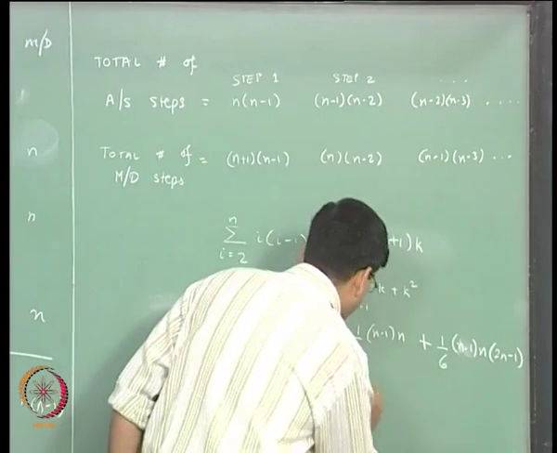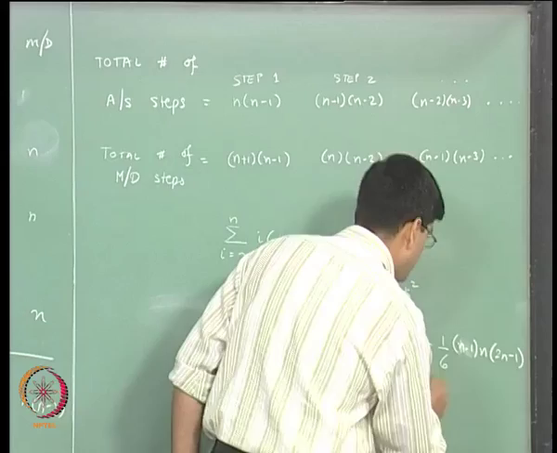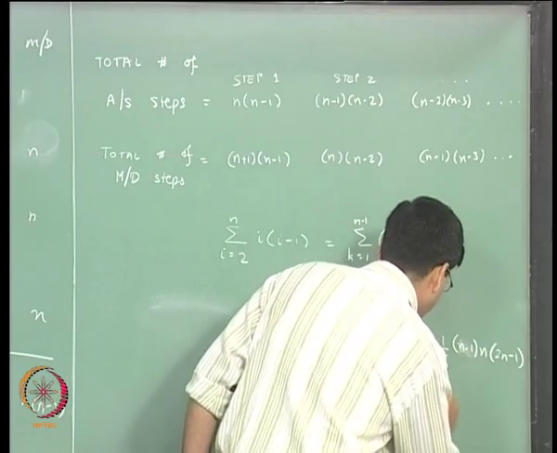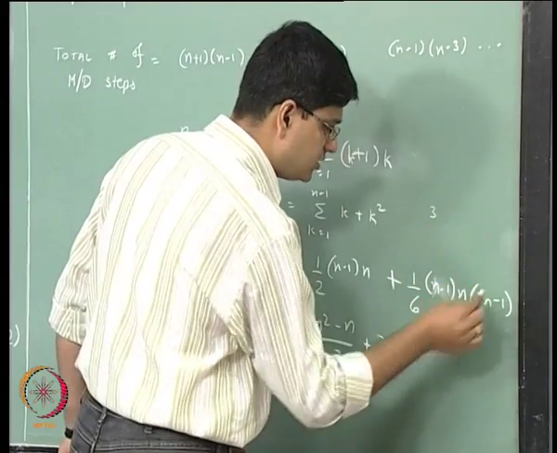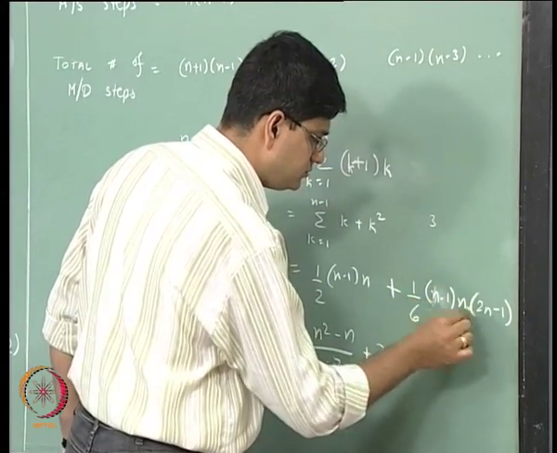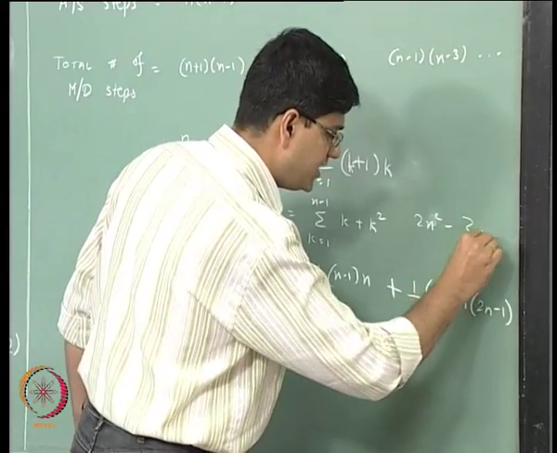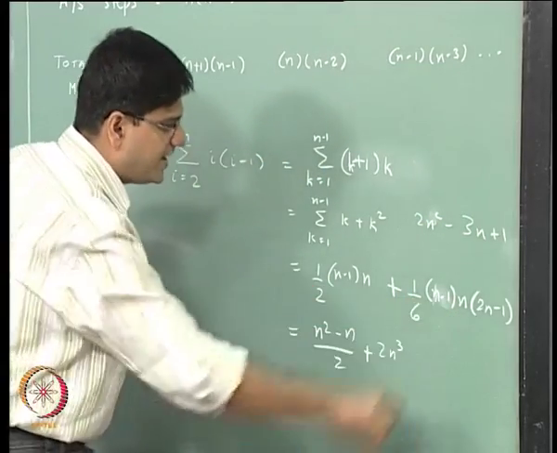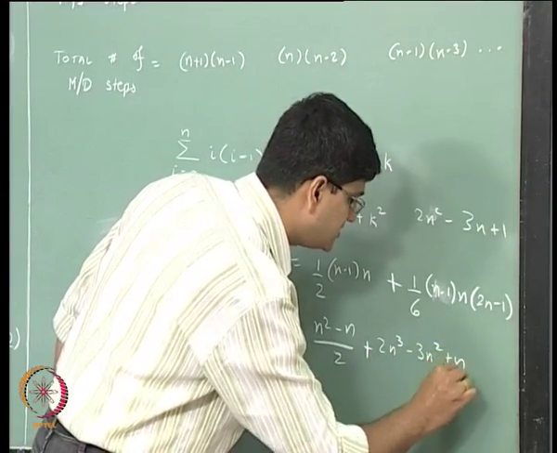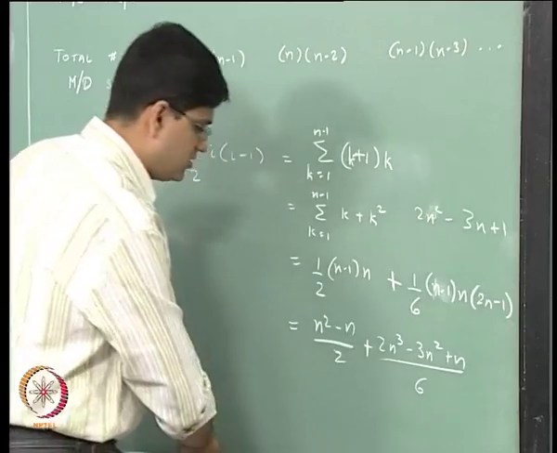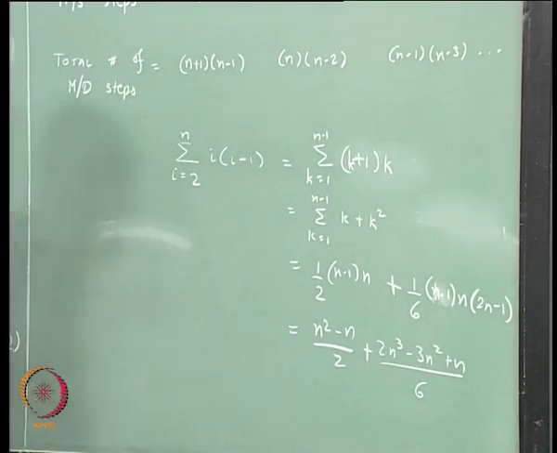Okay, which we can write as n squared minus n by 2 plus the other term. So, n minus 1 multiplied by 2n minus 1 is going to be 2n squared minus 3n plus 1 multiplied by n, which is 2n cubed minus 3n squared plus n divided by 6. Okay. So, these are going to be the number of addition subtraction steps.